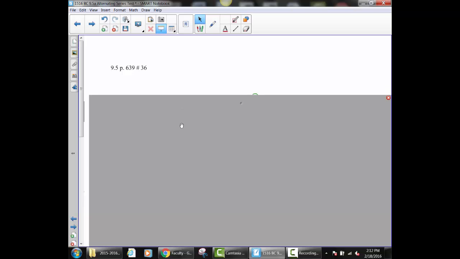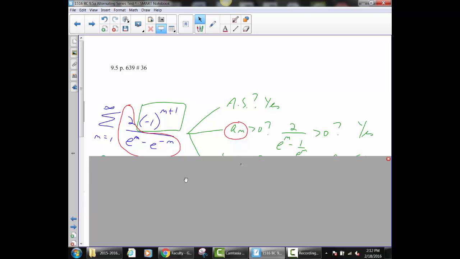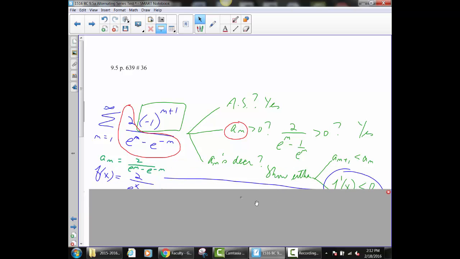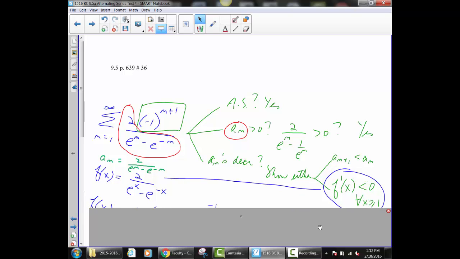Okay, so here's number 36. Again, is it an alternating series? Yes, it is. Are the a_n's positive? Well, the a_n's are 2 over e to the n minus 1 over e to the n. The answer, of course, will be yes. This will be a lot bigger than this because it's 1 over it. Are the a_n's decreasing? Well, one way to show that is to look at the derivative.